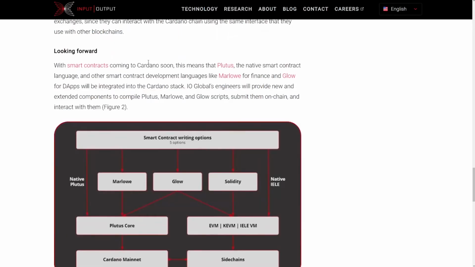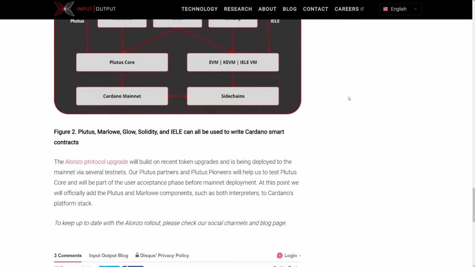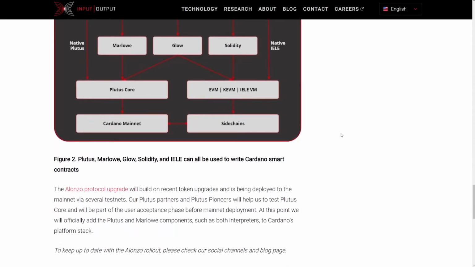And also here at the end we have an outlook for the future. So with the smart contracts coming soon to Cardano, that means that there will be integration of other development languages like Marlowe for finance and Glow for decentralized applications. So here we can see the integration on this picture, and that's pretty much it for this article. So now we can move towards the price charts as always.